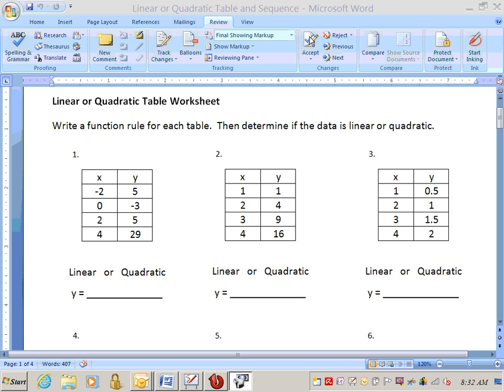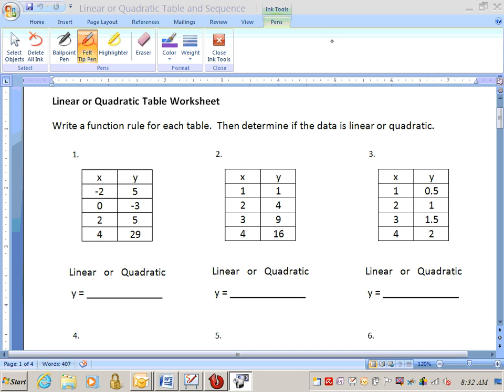Let's go over how to tell if a function is linear or quadratic just looking at a table. Okay, what do we need to do? Find the differences. For my x's here, I've got plus 2, plus 2, plus 2. Are they all the same distance apart? Good. So then let's go to the y's.